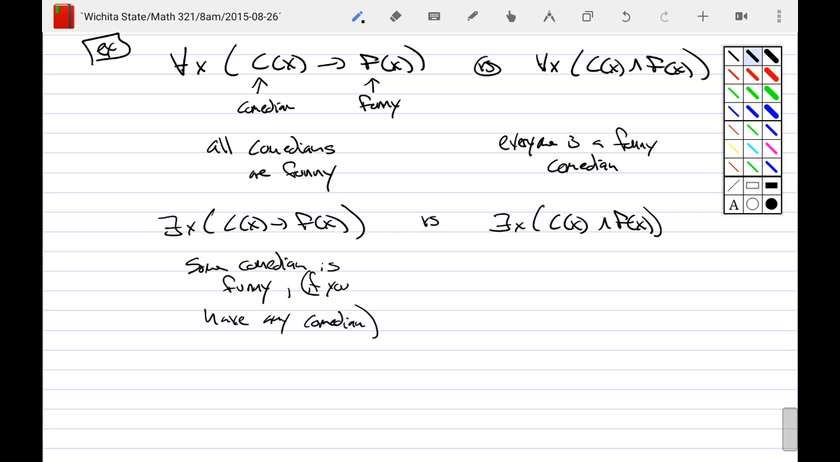What does the second one say? There is someone in this group who is a funny comedian, which is actually what I wanted: there is a funny comedian. These are subtly different from each other. The second one says there is a funny comedian. The first one allows that if there are no comedians, it's still true. If there were comedians, it means the second.